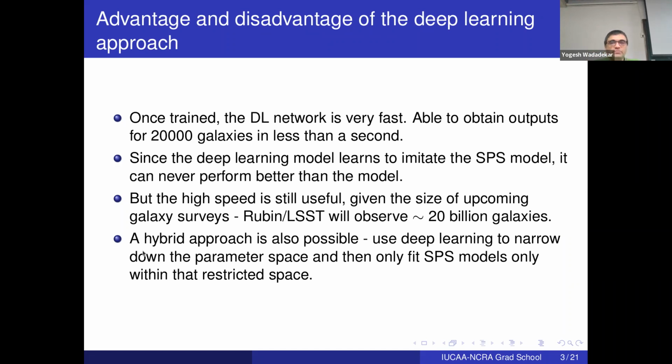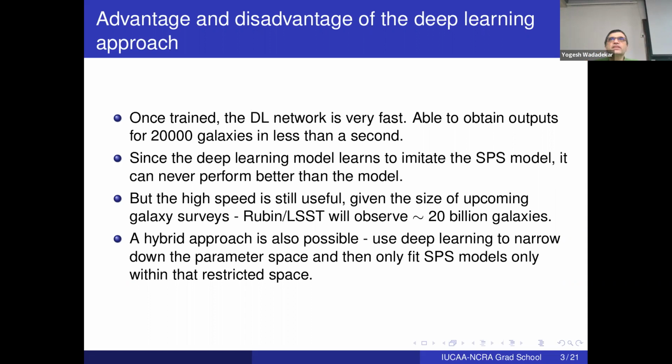One could also use a hybrid approach. So use the deep learning to narrow down the parameter space and then fit SPS models only around that parameter space. So you use deep learning to say that, okay, the deep learning tells you the star formation rate is, let's say, 2 solar masses per year. Okay, so deep learning is not going to be way off. The true star formation rate is unlikely to be 200 solar masses per year. So what you do is you then pick models which have star formation rates between, say, 1 and 3 solar masses per year. And you do that for all the other parameters.